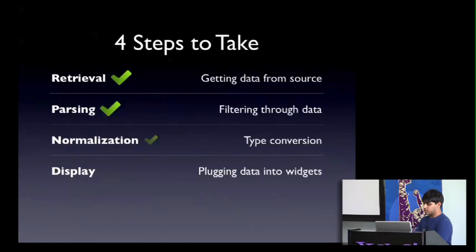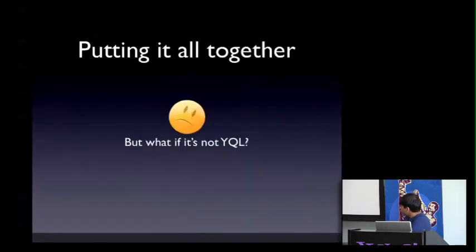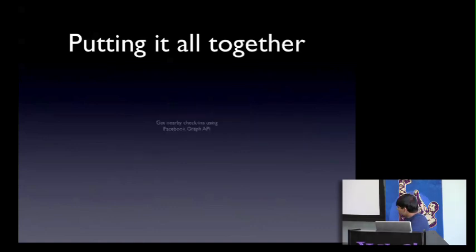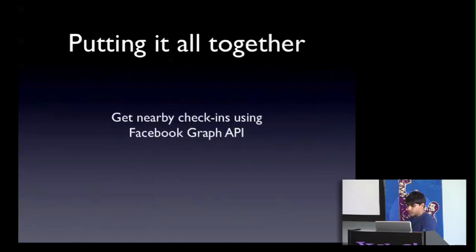So we've covered these 3 steps using data source, data schema, and data type. But so far, I've just been talking about YQL, right? What if we're not using YQL to access all this information? So I have this little example here that gets nearby check-ins using Facebook's Graph API, just to show you how it would be if you're working with a different API.